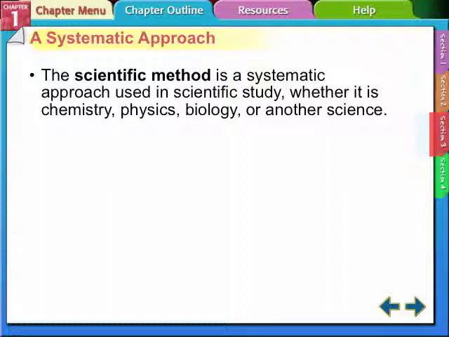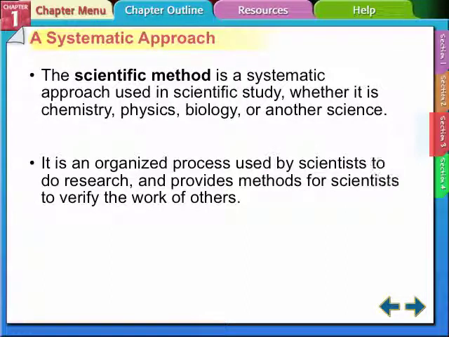So whether it's chemistry, whether it's physics, whether it was biology, all of those sciences utilize a systematic approach. It is also considered an organized process used by scientists to do research, provides methods for scientists to verify the work of others.